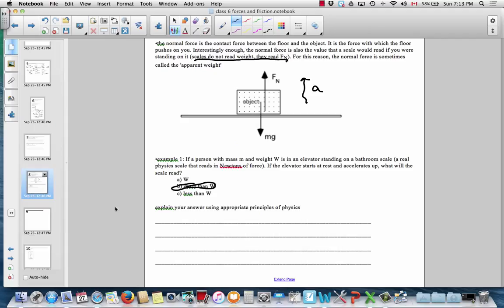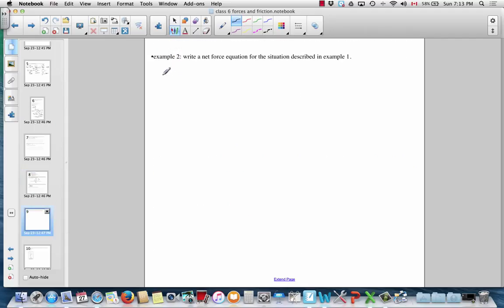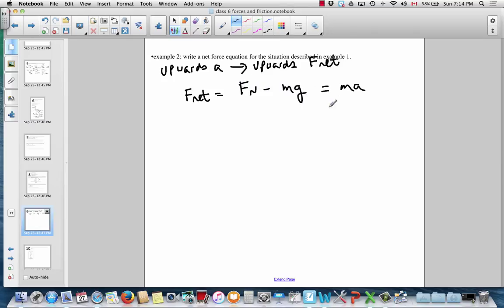So for that case of accelerating upwards, we can say there's an upwards acceleration. That means there must be an upwards net force, and the net force in this case, which is always equal to ma, is the upwards normal force minus the weight. So that's the net force equation that applies for an upwards accelerating elevator.